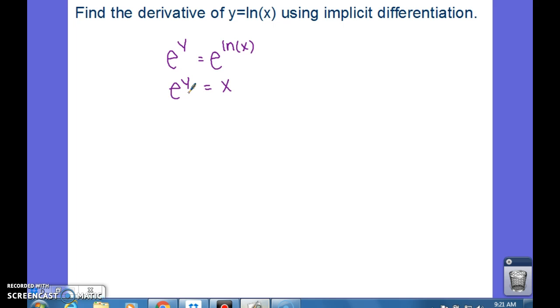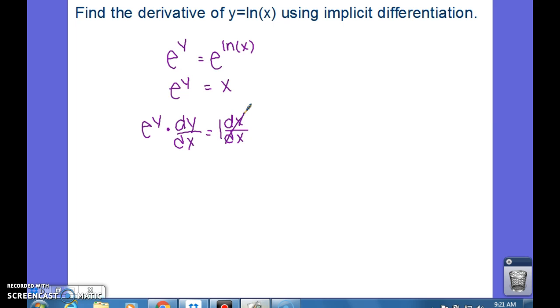So you can see in my directions I put, you have to use implicit differentiation, because now, instead of having y isolated and by itself, y is up in your derivative. So what's the derivative of e to the y? E to the y times the derivative of y, which is dy dx. What's the derivative of x? 1.